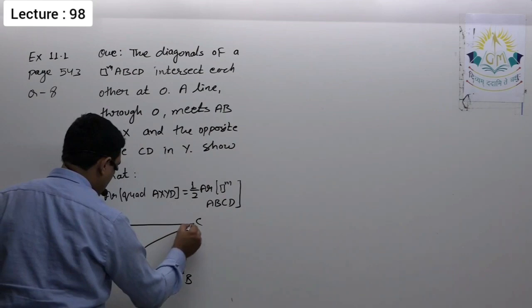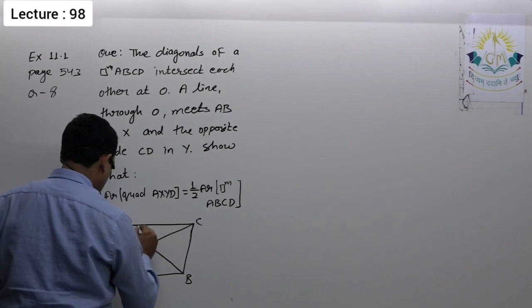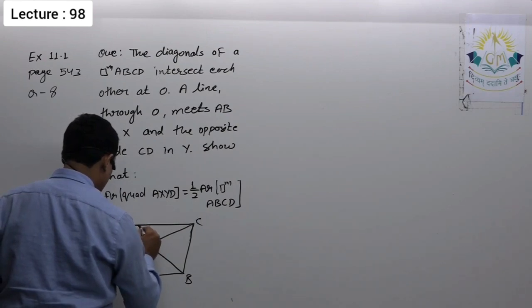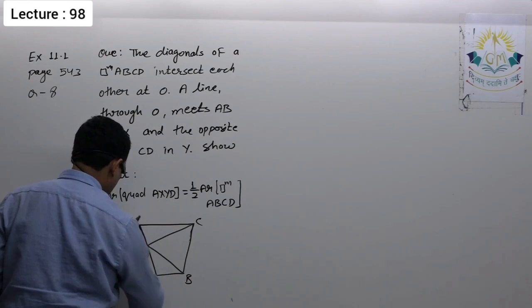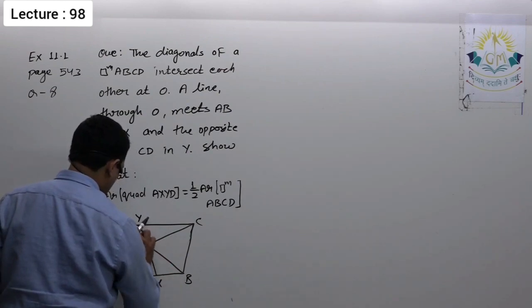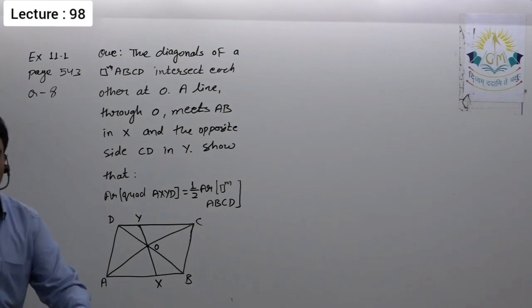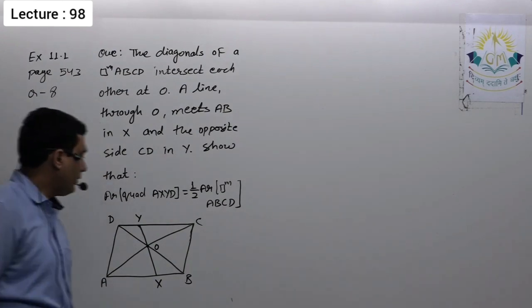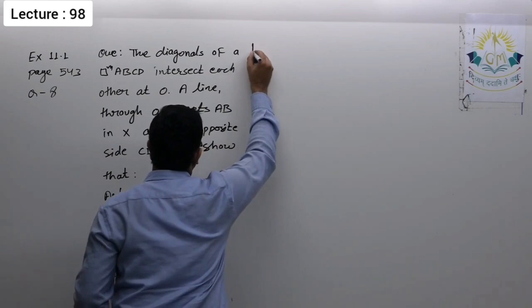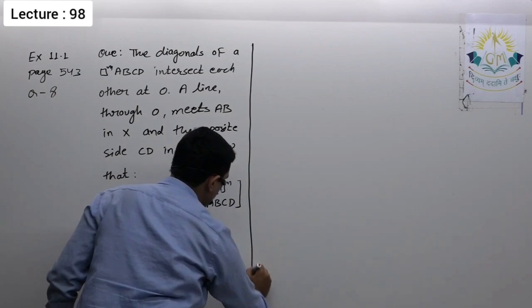This is diagonal AC, this is diagonal BD, they are meeting at O, and there is a line something like this, which is meeting CD at Y and AB at X. This point of intersection is point O. So you have to prove area of quadrilateral AXYD is equal to half area of parallelogram ABCD. So think for a while how you will proceed to solve this, then I will give you its detailed solution.